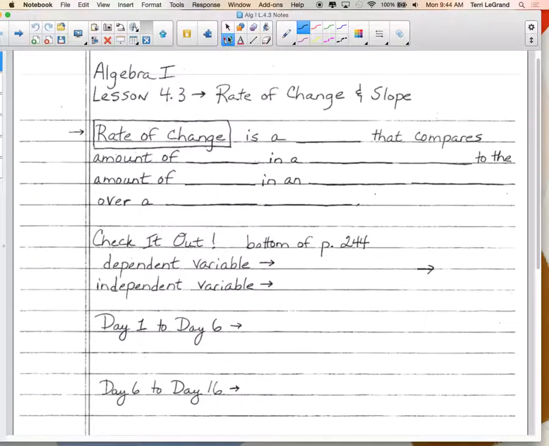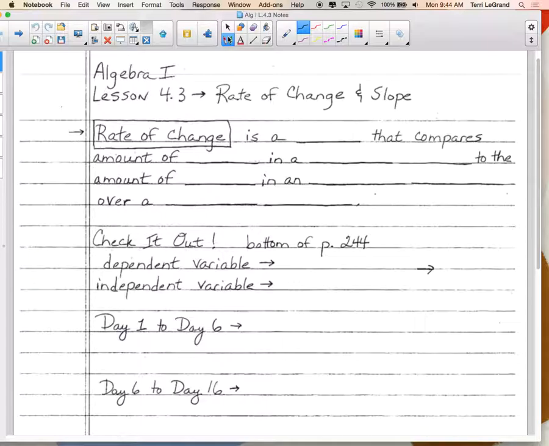So our learning goal does state today that I can find rate of change, and we're going to refer back to what rates were, we learned those already, and slope. I can relate a constant rate of change to a slope. Okay, so let's go back to what is a rate.